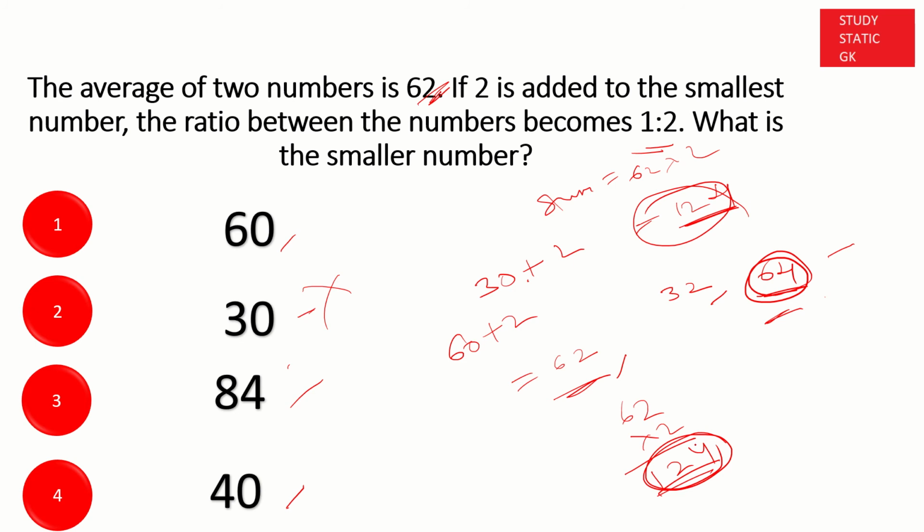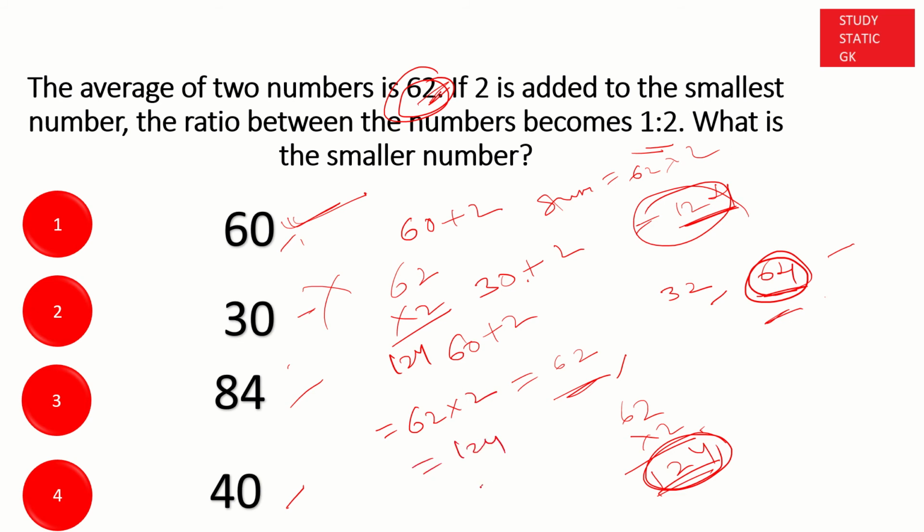So if it is at all greater than this 124, then this will not be the answer, but here 60 is the answer, because if we add 60 plus 2, it is becoming 62, and if it is in the ratio of 1 is to 2, it is becoming 124, and the average is 62, that means the sum is 124.